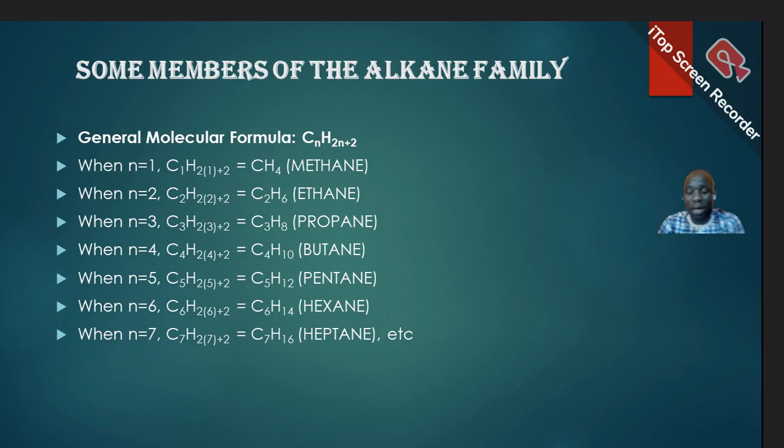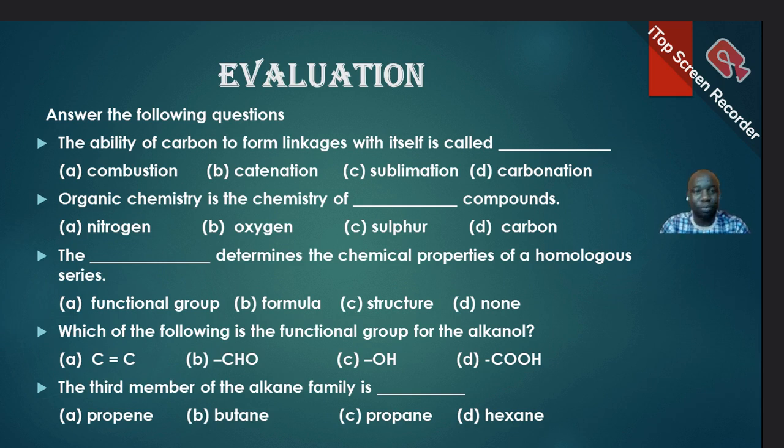Now let's see some questions on what we have considered so far. Number 1, the ability of carbon to form linkages with itself, like the ability of carbon to form a straight chain, a branched chain, and a ring structure, is called what? Combustion, catenation, sublimation, or carbonation. What will be the answer? Yes, that's B, catenation. We made mention of that. Remember, it's one of the reasons why carbon has a lot of compounds.